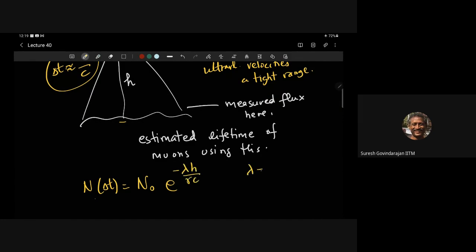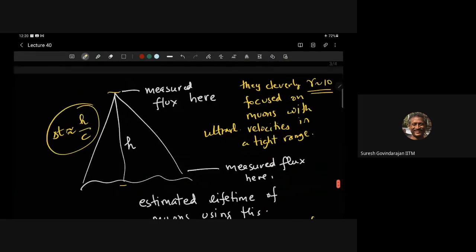Okay, lambda is known from lab measurements. So muons at rest, in some sense, we know lambda. H is the height of the mountain. We know c. So they are measuring these two and they get gamma. But they also have a way of finding out what the velocities are. They can compute it. So they have two different measurements. Okay. Is this clear? Is the experiment clear?